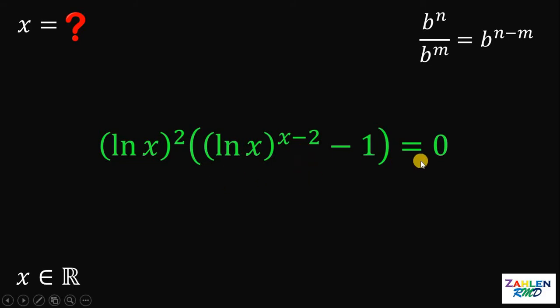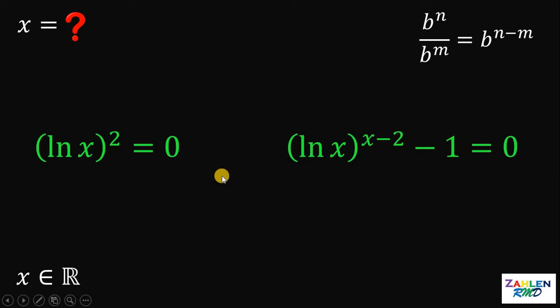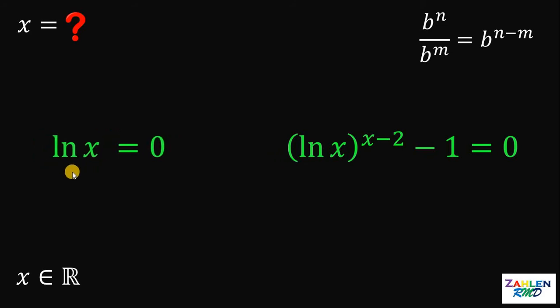Now, since it is equal to 0, it follows that at least one of them must be equal to 0. So we can say that ln of x quantity squared equals 0, or ln of x raised to x minus 2, minus 1 equals 0. Now, on the first equation, we have ln of x quantity squared equals 0. Let's solve for the value of x because that's our goal. Now, let's get the square root on both sides. This will give us ln of x equals 0.